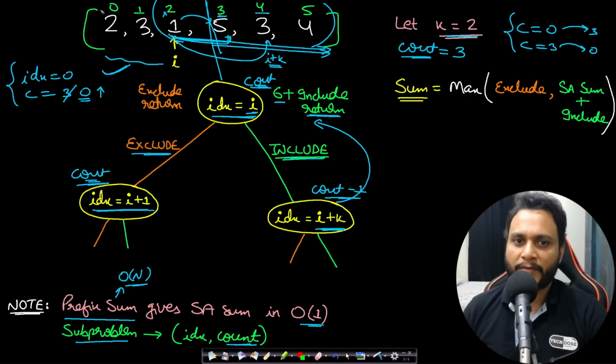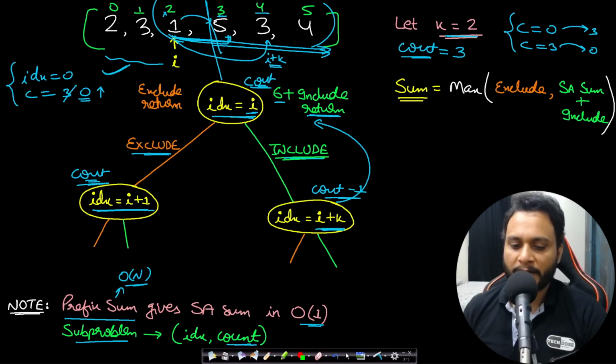Index 0 means when you have the entire array, and count 0 means when you have not included any subarray and you have to include all the 3 subarrays. Then what will be the maximum sum that you get? And this problem actually has 2 parts. The first part is getting the maximum sum, and the second part is about finding the path which leads to the maximum sum.